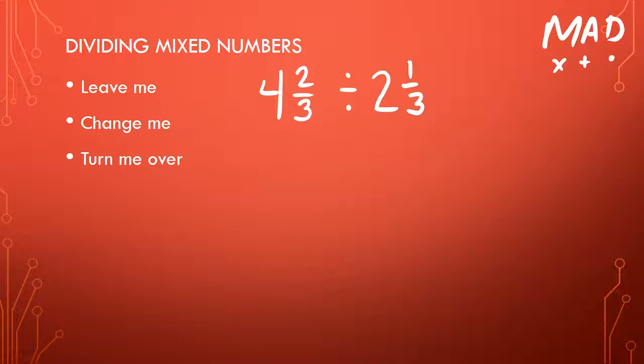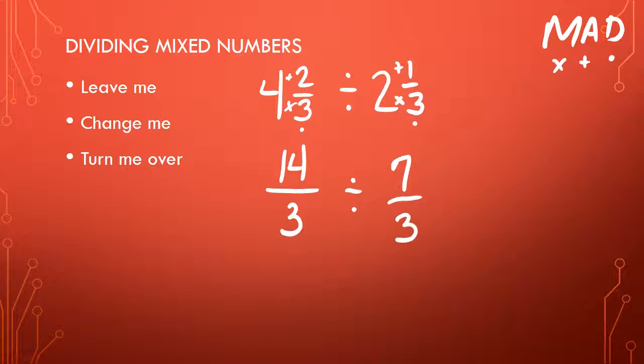So let's convert these mixed numbers. Multiply the bottom. 3 times 4 is 12, plus the top. 12 plus 2 is 14. Keep my denominator, which is 3. I convert this mixed number over here. 2 times 3, multiply the bottom, is 6, plus the top, that's 7. Keep my denominator, that's 3.